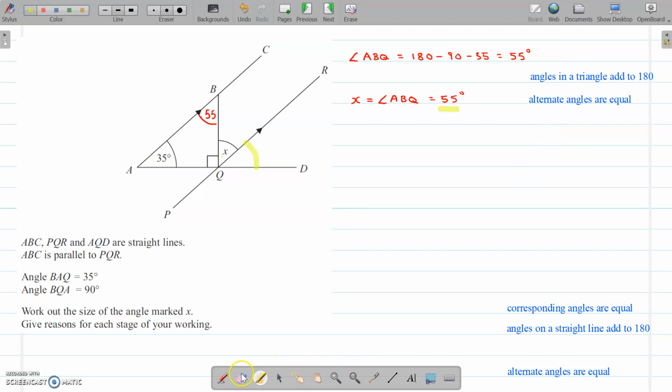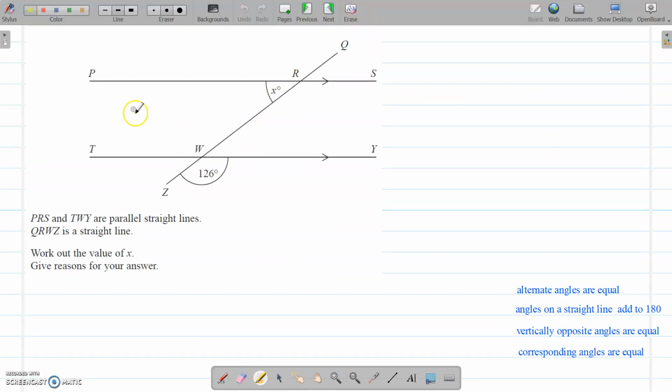All right. Okay, next question. Parallel lines. Again, lots of different ways we could do this. One way would be to see that there's a straight line here and to work this angle out first by taking it from 180.